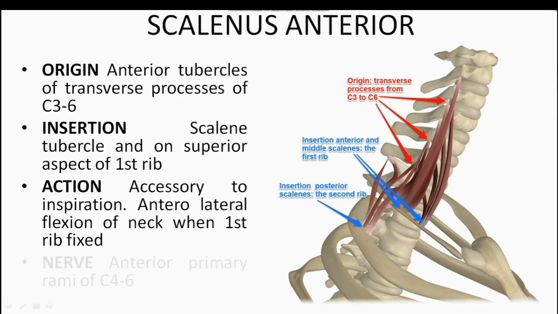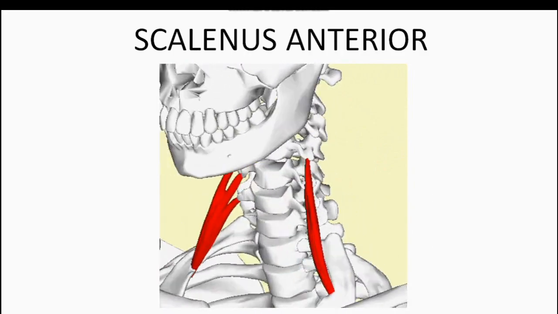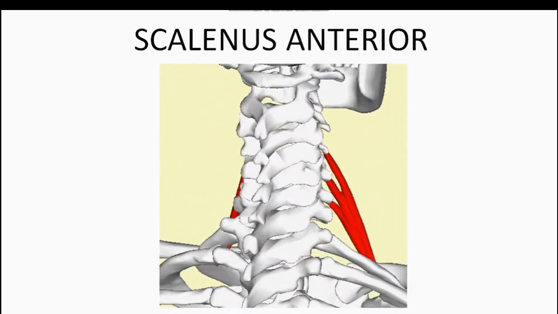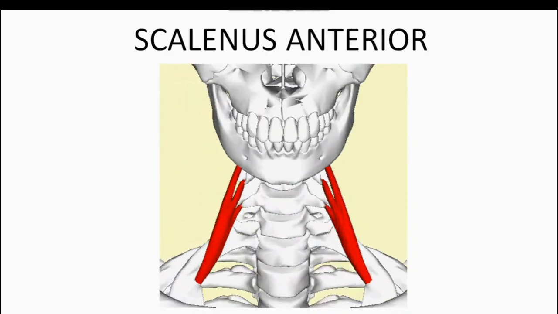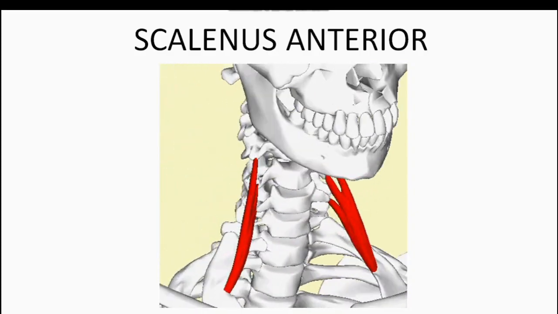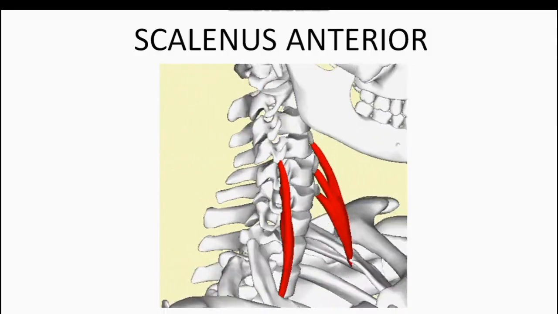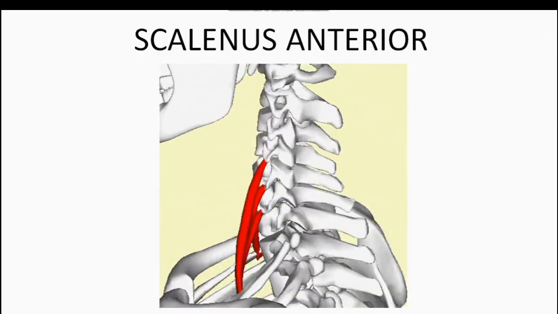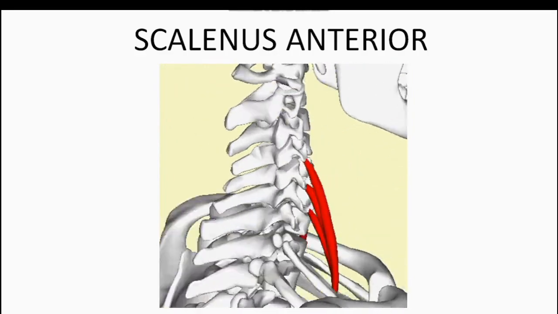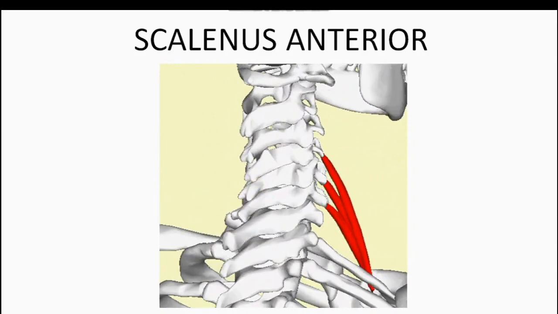Clear? And this is innervated by anterior primary rami of C4, C5 and C6. Here we can see the scalenus anterior. This is a three-dimensional view to show you the scalenus anterior, and focus over the vertebra and the point of insertion. So it is inserted on the superior aspect of the first rib and the scalene tubercle. Here you can see the tubercle where it is inserting.